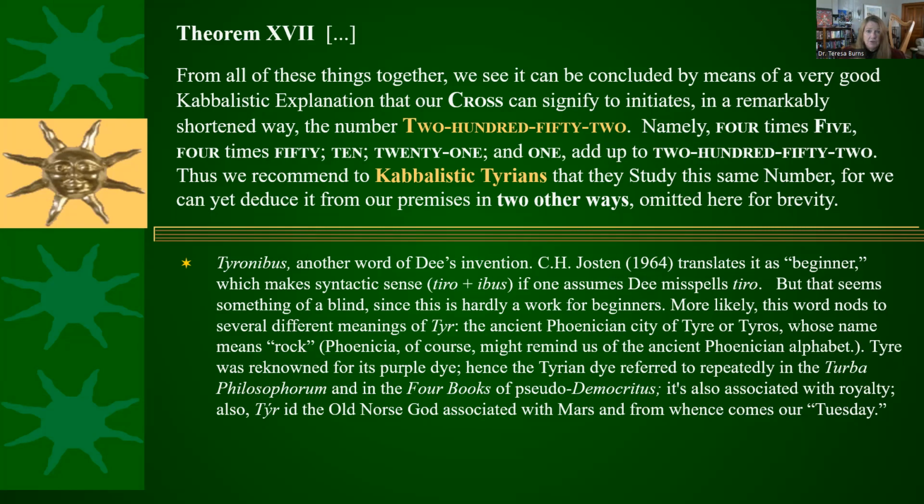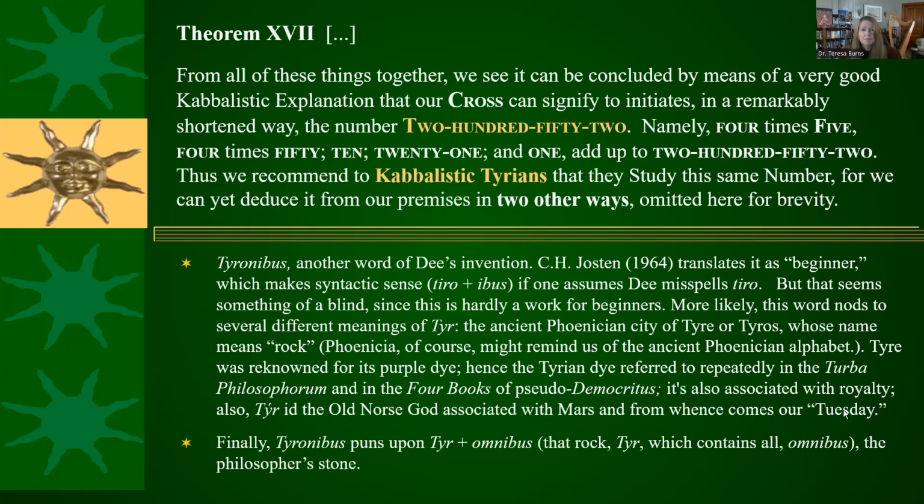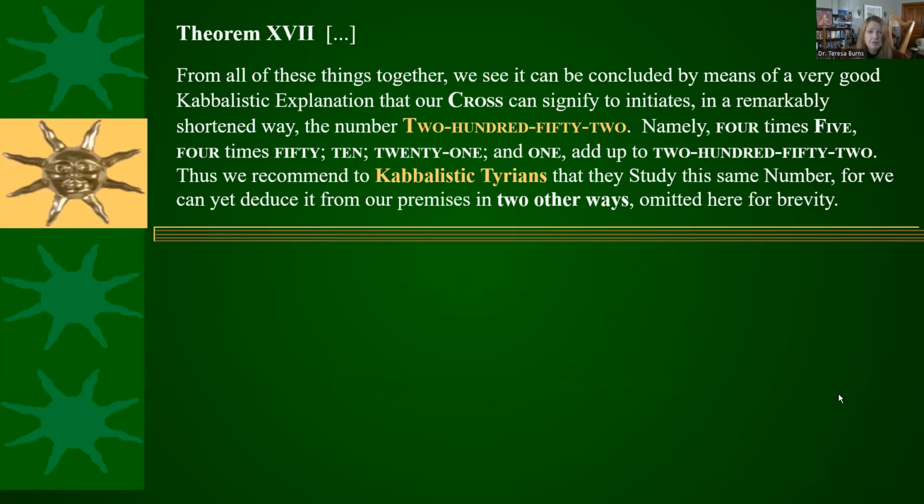But it could just as easily be Tyr, the Old Norse god associated with Mars, where we get our Tuesday from. But most likely, we're looking at Tyronibus punning upon Tyr plus omnibus, that rock, Tyr, which contains all, omnibus. That seems like a pretty good description of the Philosopher's Stone.